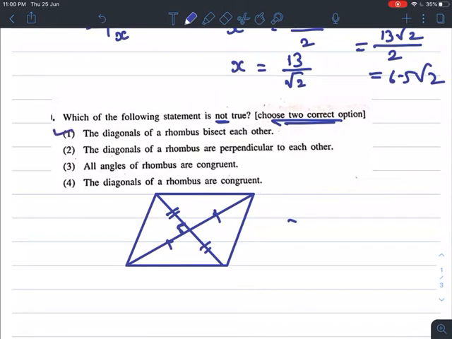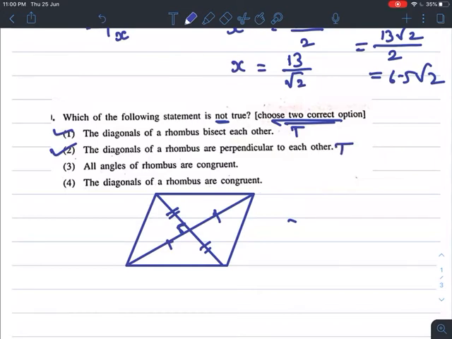So the first option, the diagonals of a rhombus bisect each other, is true. Second, the diagonals of a rhombus are perpendicular. I said it is an important property: they bisect each other as well as make a right angle, an angle of 90 degrees, meaning they are perpendicular. This is also true.